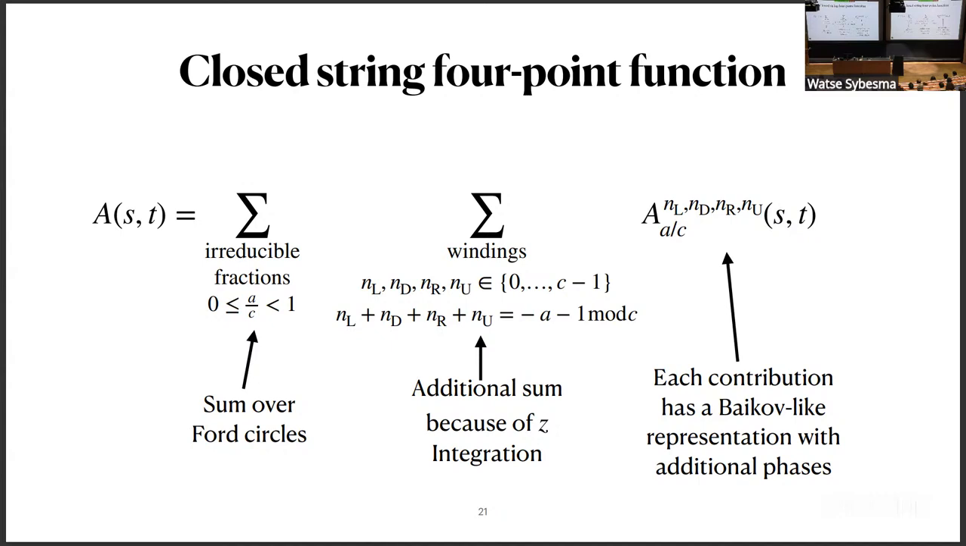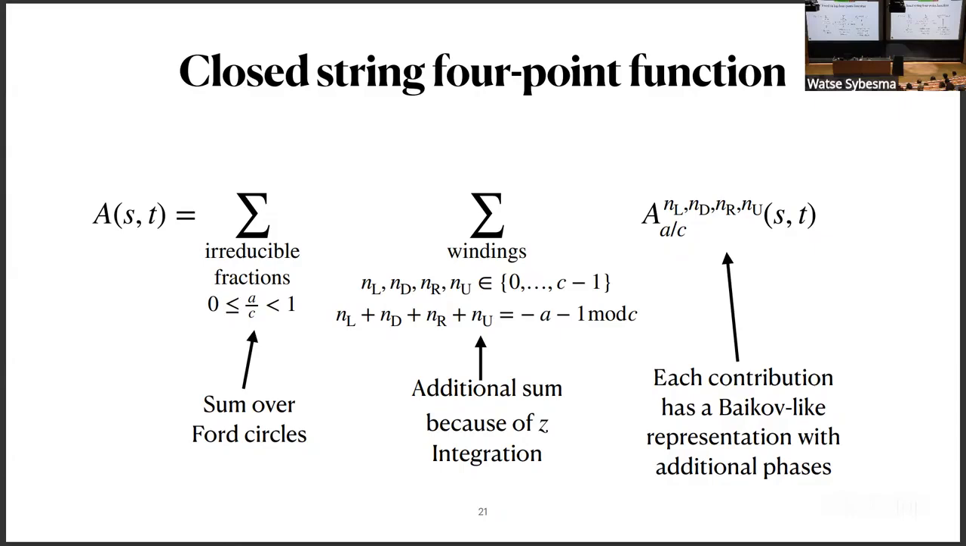I sneakily only talked about the tau integral, but of course there are also the integrals over the other vertex operators. They're slightly easier, but they also contribute and they will make the sum bigger. So there's a sum over these fractions that come from this Rademacher expansion, but there's also a sum over certain winding numbers that come from this Z integral.